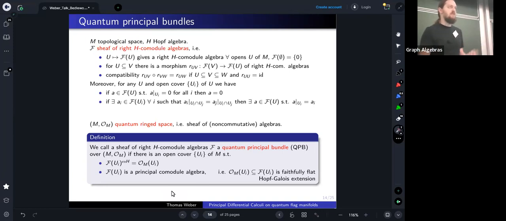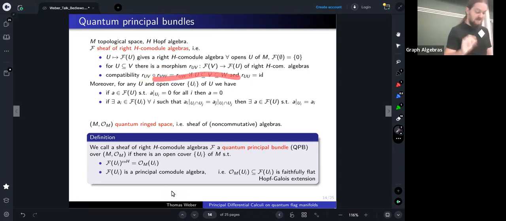I'm not going through it. I think probably all of you know what a sheaf is. For every open set, you get a right H-comodule algebra. You have restriction morphisms that have to be morphisms of comodule algebras with the usual compatibility. You have a property that says it's local and that you can glue. Really just the usual definition of a sheaf.